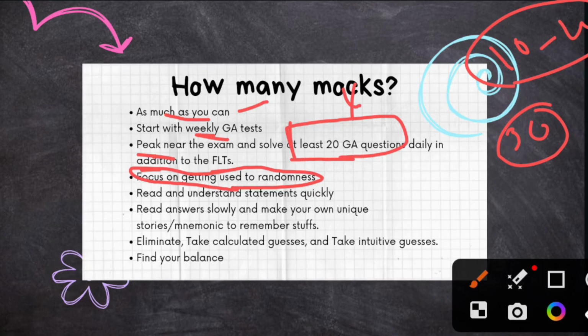Again, focus on getting used to randomness. This is something which will happen in the exam, because what happens in the mocks is that there is a little bit of complacency, that we are giving mocks only, so we can take that not very seriously. But the main purpose of giving mocks is not scoring marks, it is actually analyzing what you have read so far, how you are performing in those areas, and how you are reacting to the random questions which are coming in front of you. Because once you start answering, you have just 25 minutes.